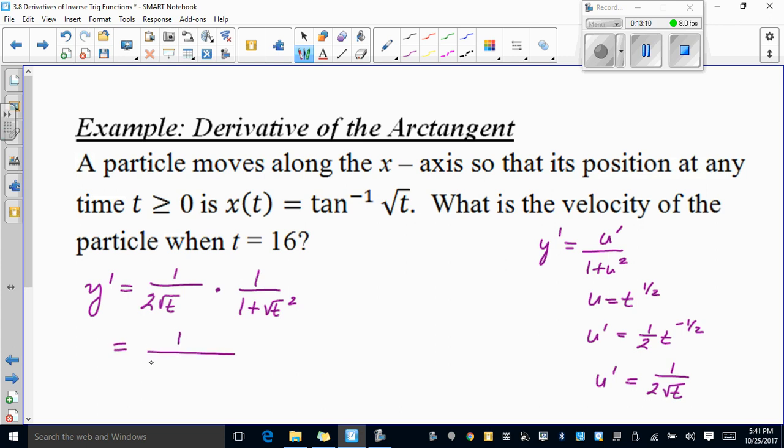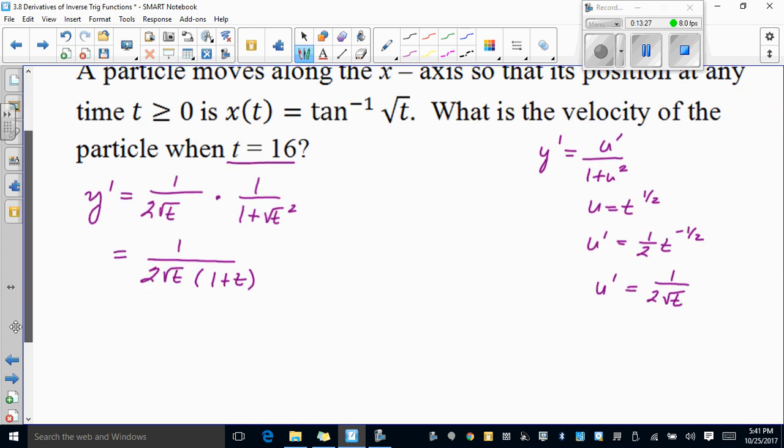Now we're not done at this point. They do want to know what's going on when t equals 16. So we come in here and we plug in 16. 1 over 2 square root of 16 times 1 plus 16. Gives us 1 over 2 times, square root of 16 is 4, and 1 plus 16 is 17. So we have 1 over 2 times 4 times 17.